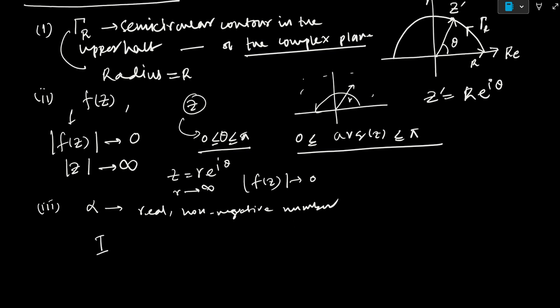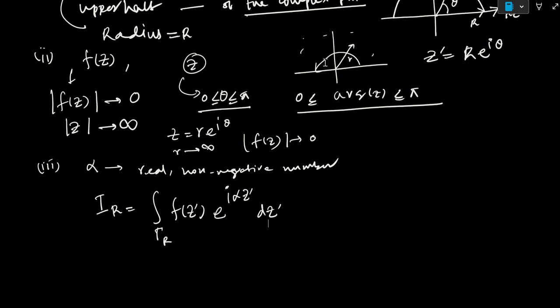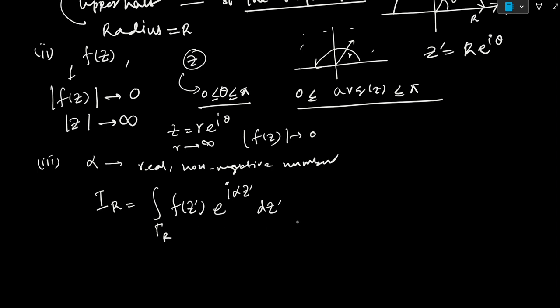Now you are defining some integral I of r. This is defined upon this contour tau of r, and your f of z prime. The function f of z is defined on the upper half plane, and we are now choosing the z on this contour, that is z prime, and you have e to the power i alpha z prime and your dz prime. Okay, dz prime, this is the integral.